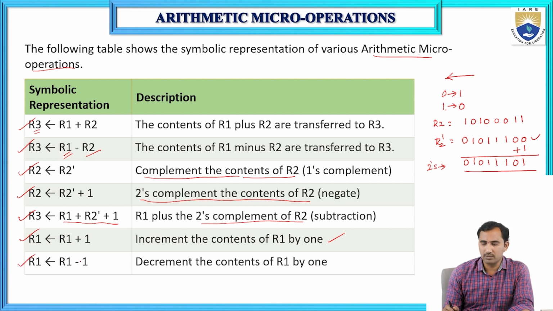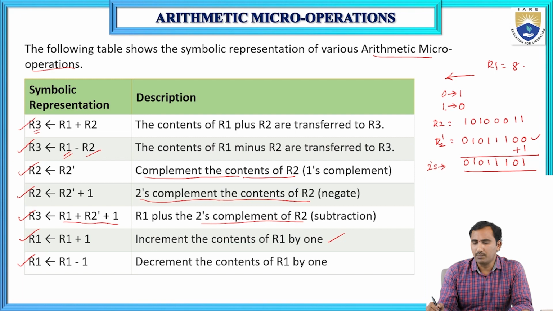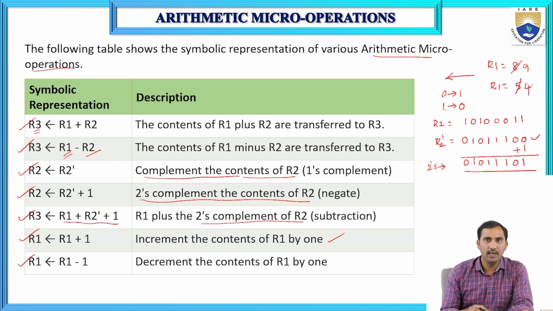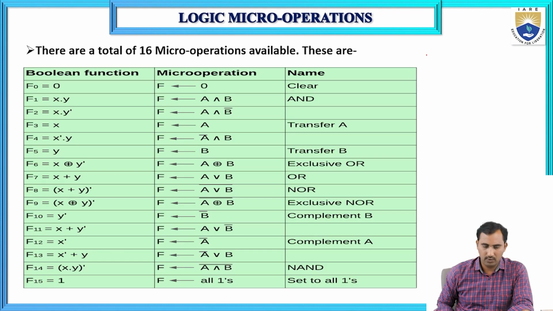Suppose the R1 contains 8. By incrementing, it becomes 9. Suppose R1 contains 5, and if you perform a decrement operation, then it will become 4. So these are the various arithmetic micro operations.